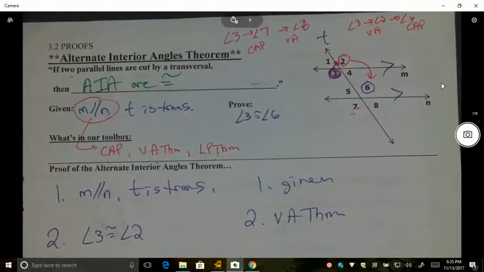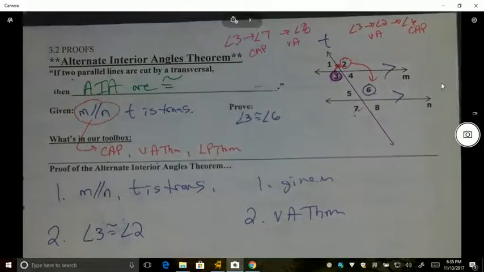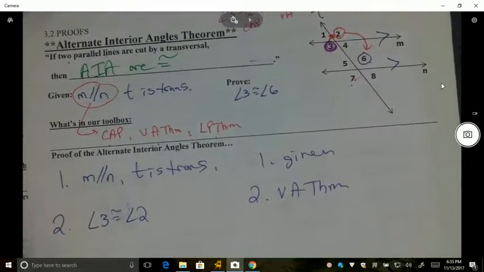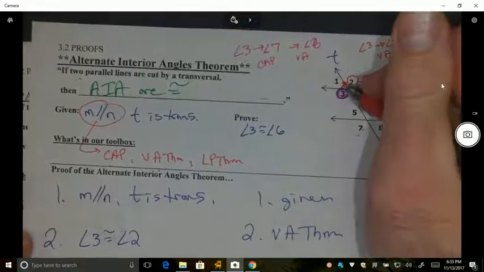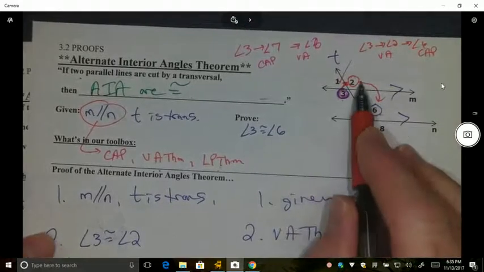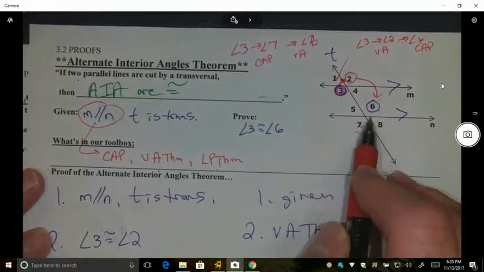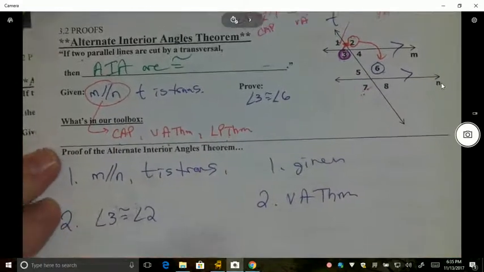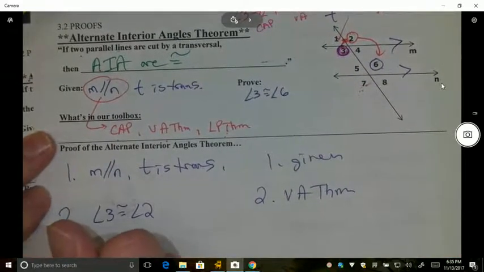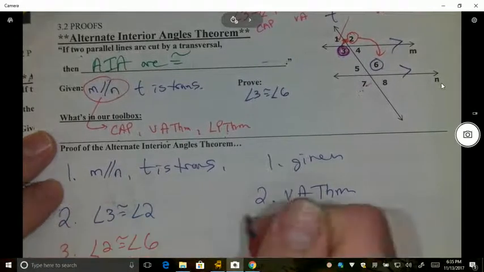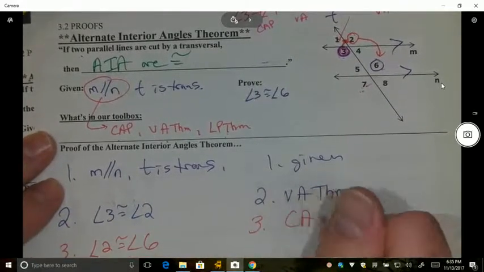Now, if you want to, you can write an equation, but one is not needed here because we're going to have a bunch of congruency statements. So I've already made my connection from 3 to 2. I'm now sitting at angle 2. To fly to angle 6, I'm going to need to use the corresponding angles postulate. Angle 2 is congruent to angle 6 using the corresponding angles postulate.